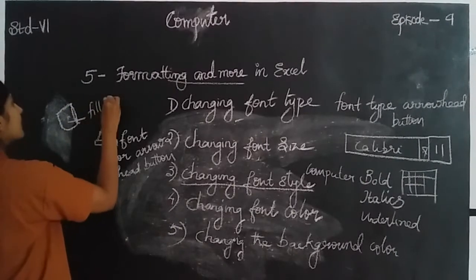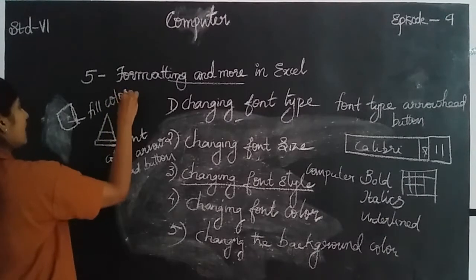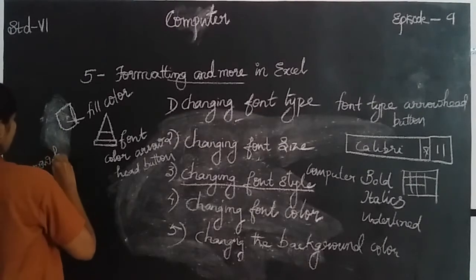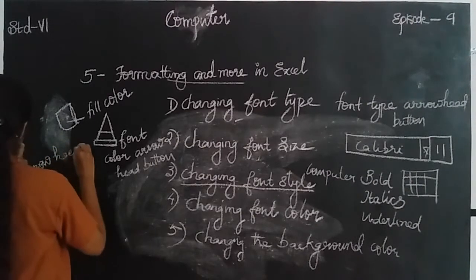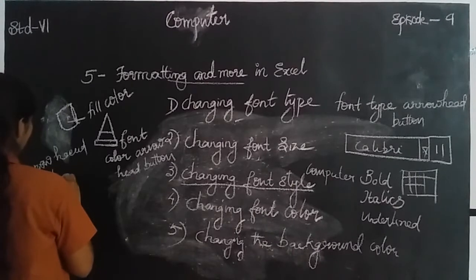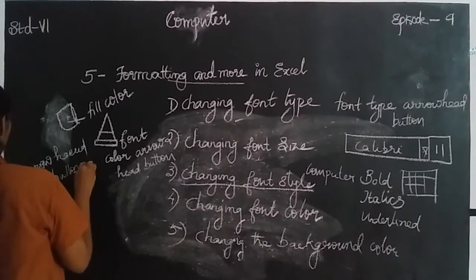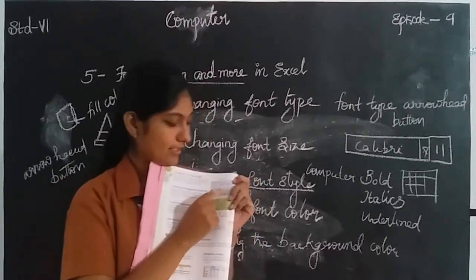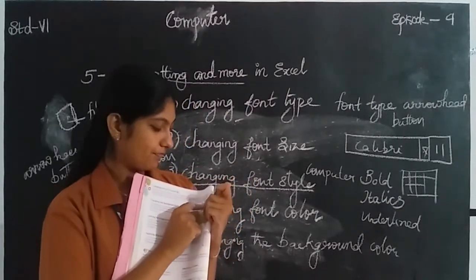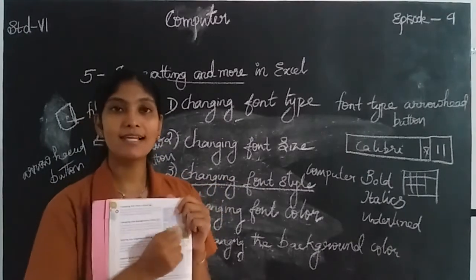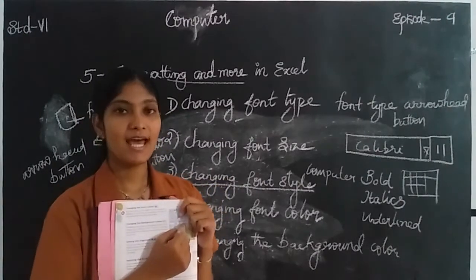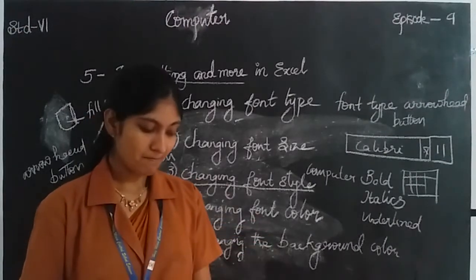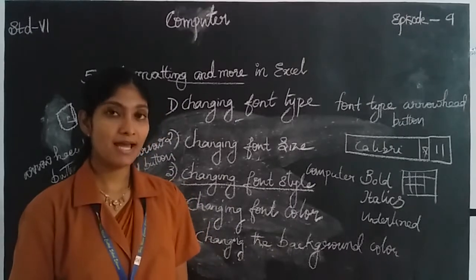Fill color arrowhead button. So when you click the fill color arrowhead button, a gallery of colors will appear and then select the required color from it. That is changing the background. Changing the background color.